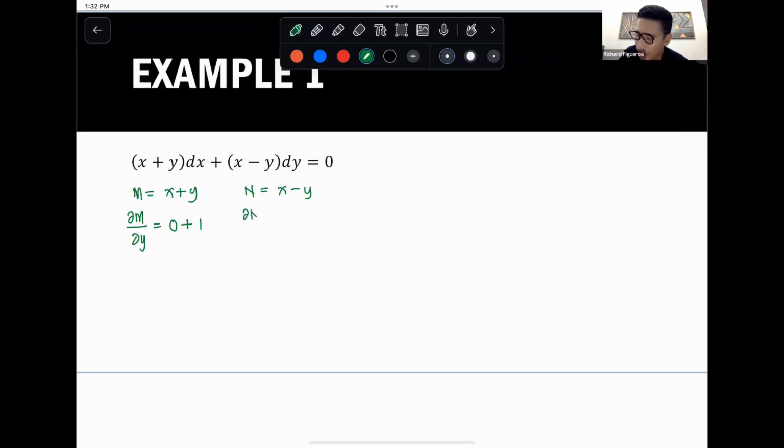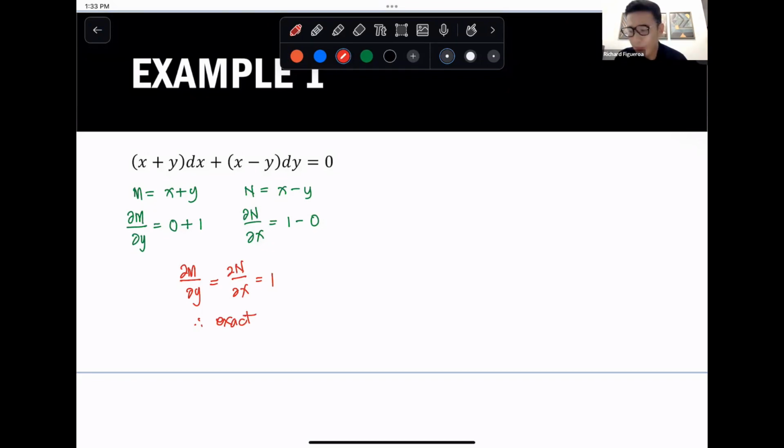And next, we partially derive n, so with respect to x naman. So if with respect to x, x is variable, y is constant. So this will be derivative of x, that is 1 minus 0. So what can we see here? We can see that the partial derivative of m with respect to y is equal to the partial derivative of n with respect to x, which is both equal to 1. So therefore, since both are equal to 1, this is an exact equation.